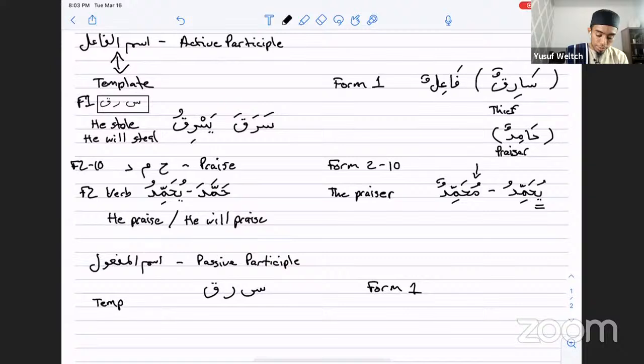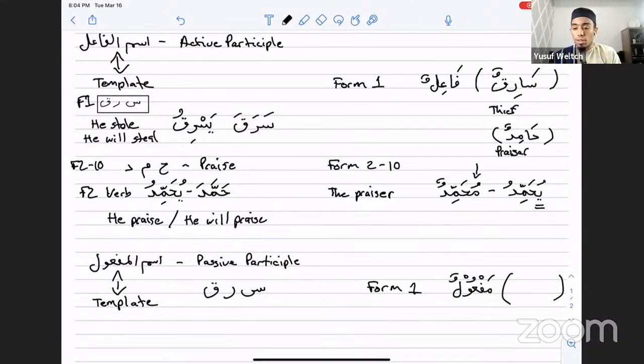What is the pattern that we use to plug in our three root letters? Maf'ul. Yeah, it's literally the word maf'ul, but that's for form 1. So for form 1, we're using maf'ulun. That's our pattern.